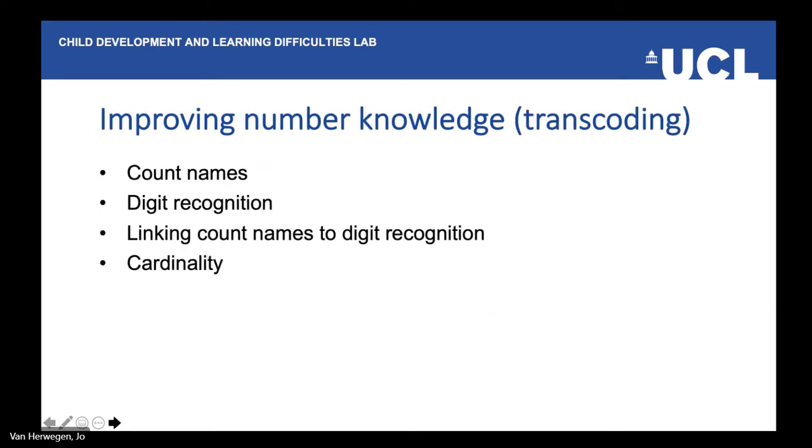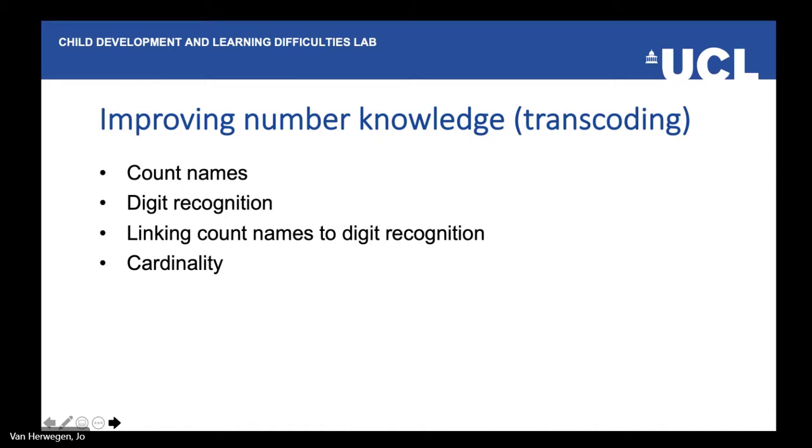We also know that there is a second number system that is important, and that's around your symbolic knowledge, or number knowledge itself, that relates to transcoding. So not only number knowledge and symbolic knowledge, but also linking that to the names of the symbols. So we're thinking here about counting names, digit recognition, linking counting names to digit recognition, which is the transcoding, as well as cardinality, which we talked about in the first session. It's about knowing what counting is for.